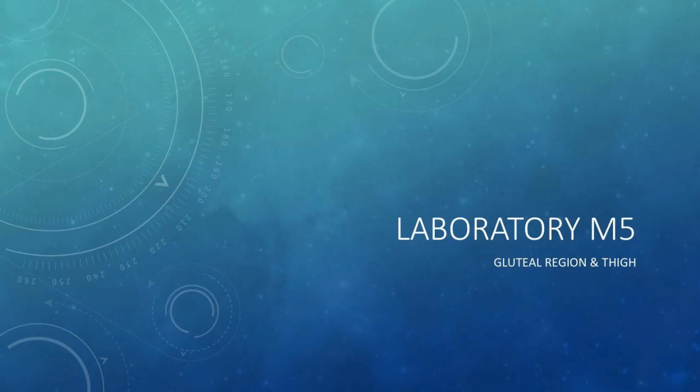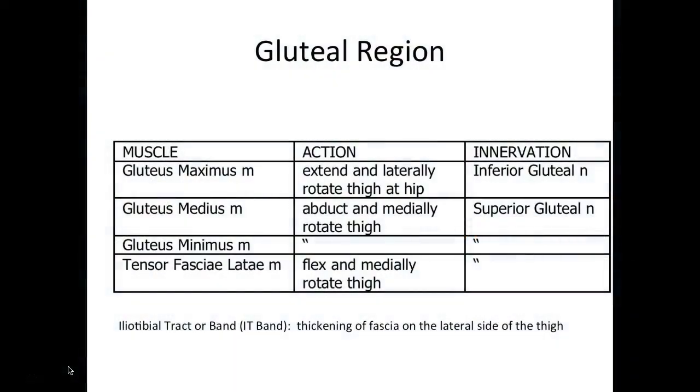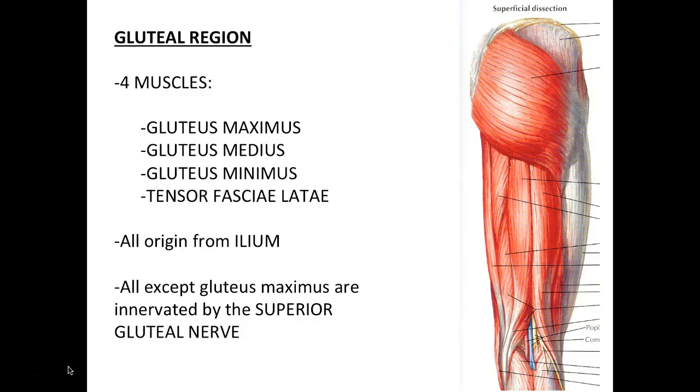Hello everyone and welcome to Laboratory M5, where we'll cover the gluteal region including lateral rotators and the anterior, medial, and posterior thigh muscles. So first we'll start off with the gluteal region, and we have four major muscles here: our gluteus maximus, gluteus medius, and minimus. And then we have our tensor fasciae latae, and we'll be talking about something called the IT band.